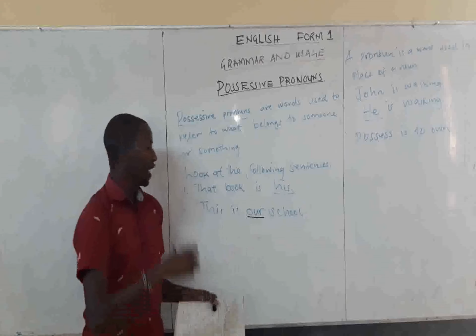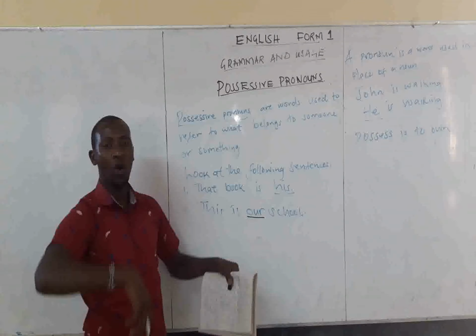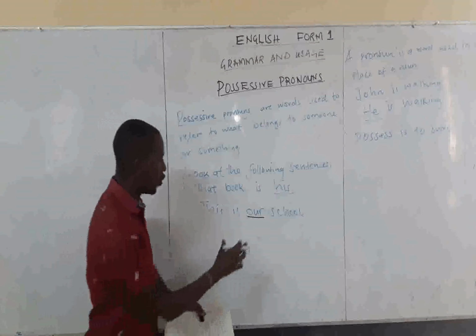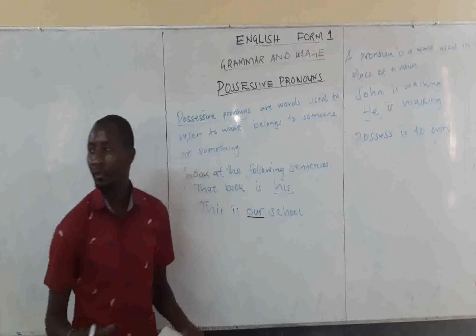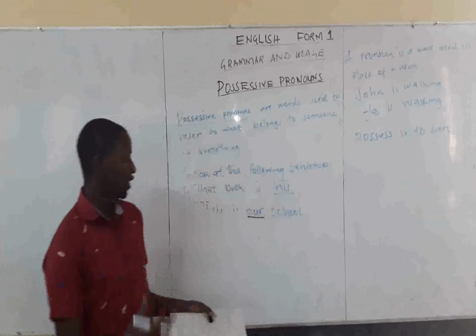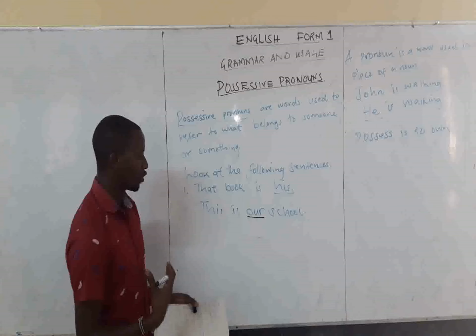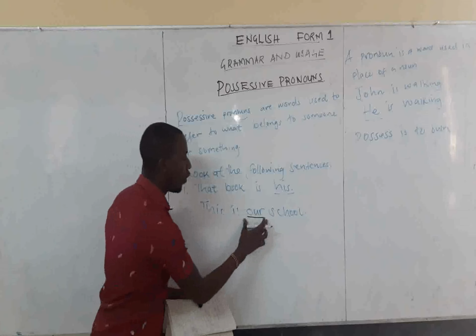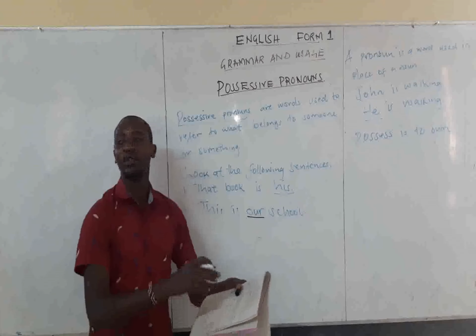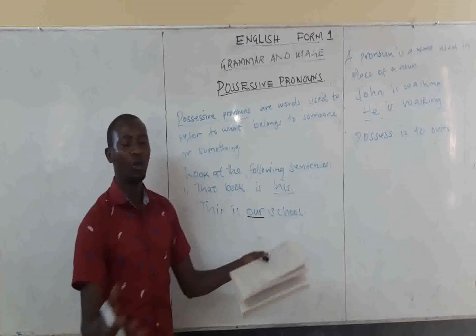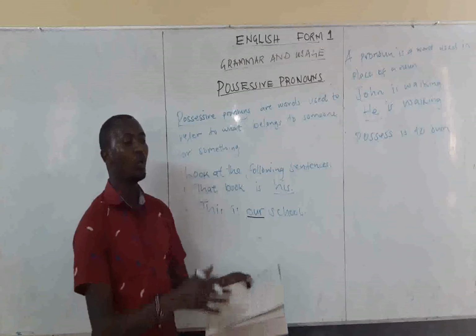This is our school. The word our is simply showing us who possesses what. So we possess our school. It belongs to us.